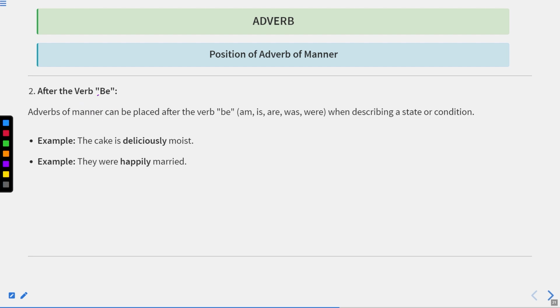After the verb be, after any form of be, for example, the be forms are is, are, am, was, were, been, and being.